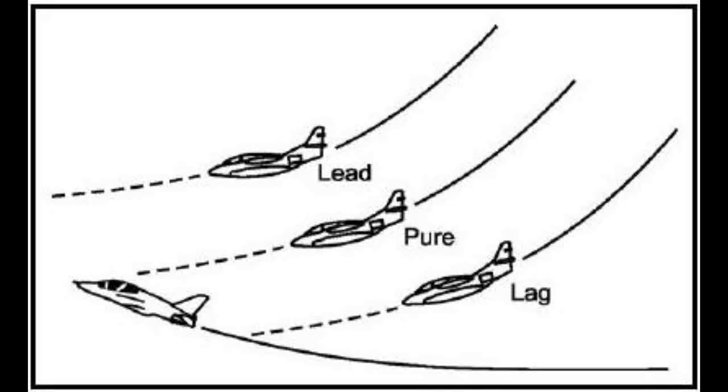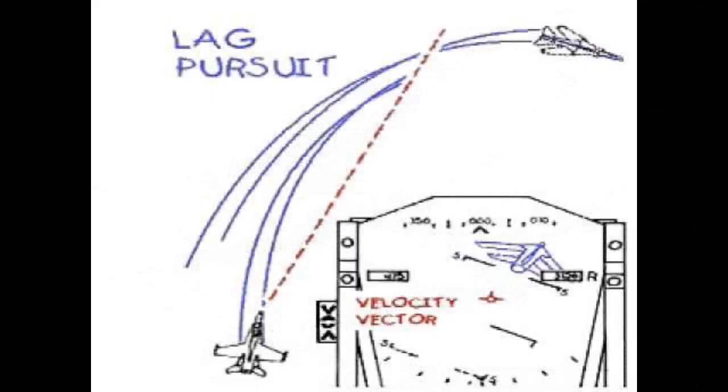Let's start with the lag pursuit. This is a lag pursuit. In the lag pursuit, what you do is put the velocity vector behind the enemy plane. Why do you want to put your velocity vector behind an enemy plane? Well, for several reasons. First of all, you might be unable to outturn him at a given moment, and you simply keep your place behind him, waiting for a moment when you can actually win a firing shot.